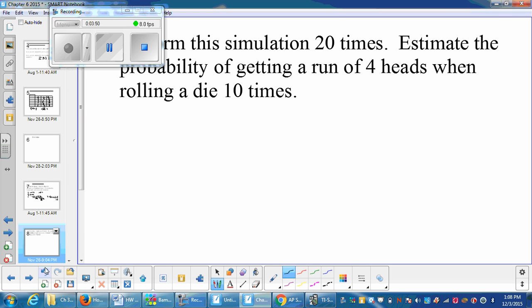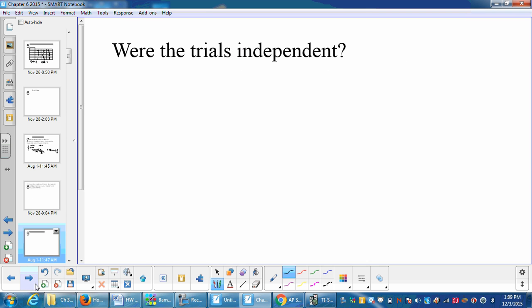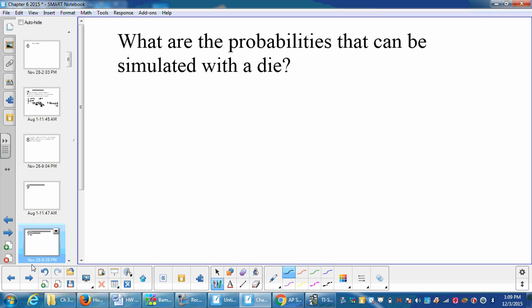All right, now let's look at this next problem. Oh, we already did that. We did it 20 times. Now it says to assume the trials are independent. We have to assume that the trials are independent in order to do this, because each time you roll a die, we assume that it doesn't carry over from previous ones. What were the probabilities? We got about 1/4. All right.